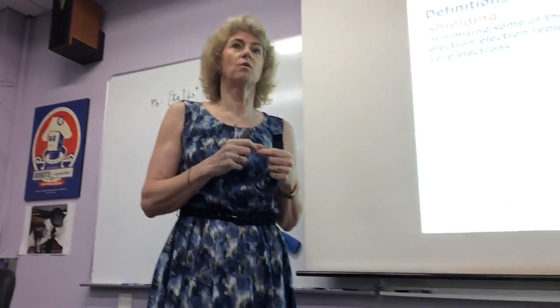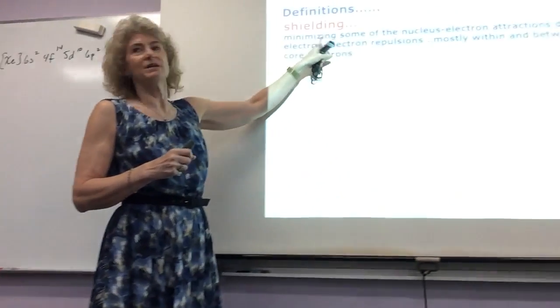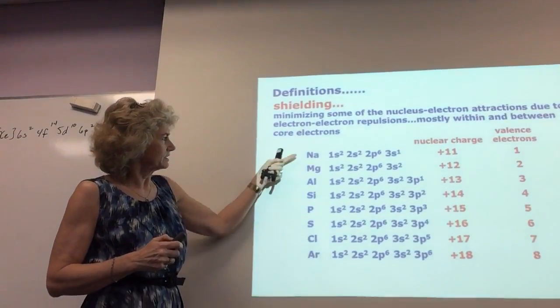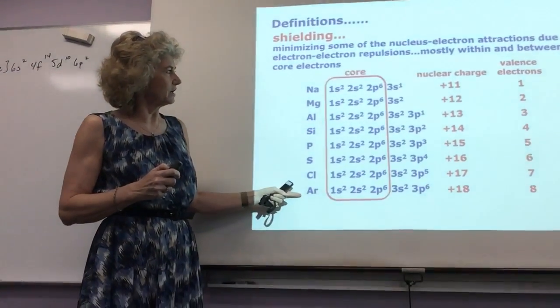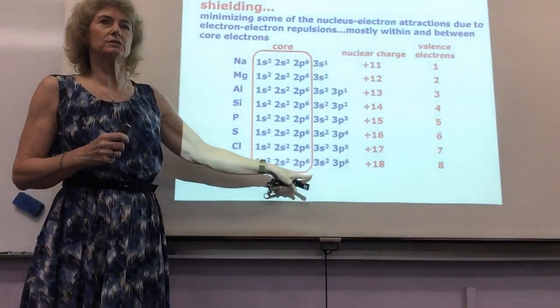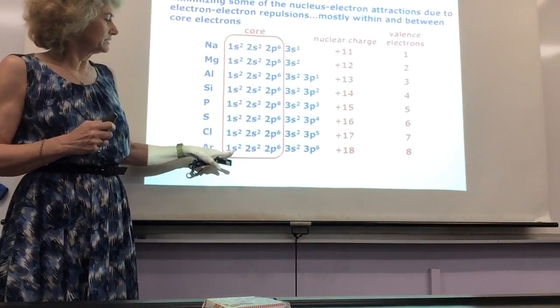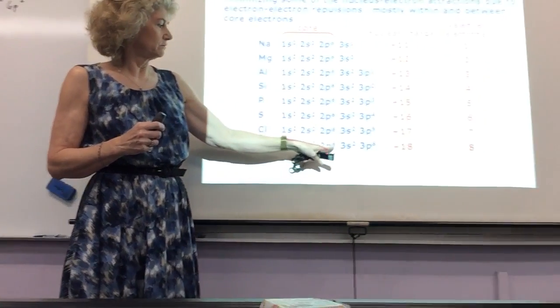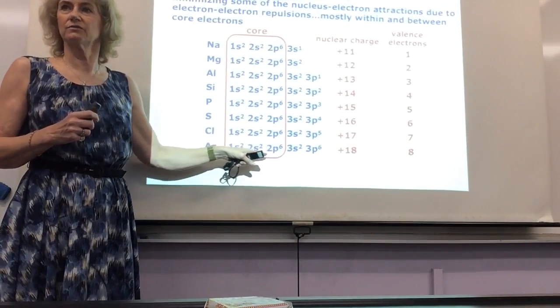We've talked about this idea of shielding. If you have inner electron shells, they almost can discount the nuclear charge one for one. For each electron, you can kind of subtract one nuclear charge, one proton. And this is just a minimization of the attractive force due to electron repulsions. So look at this. Here's across a period from sodium to argon. These are the core electrons. These are the only ones that shield. So these are staying constant as we're moving across the period. 2, 8, 10 electrons are constant as we move across this period.